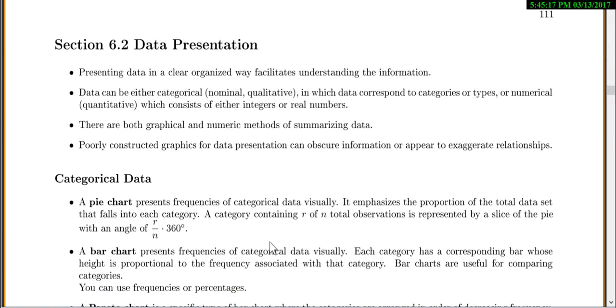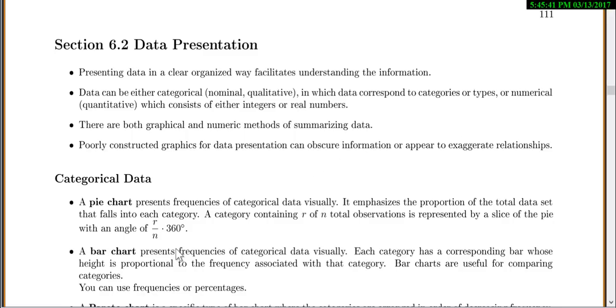So in section 6.2, we talk about how to present data. Because if you just go and collect the data, it's not going to mean anything to you. Somehow you have to summarize your data, and you want to do it in a nice, clear, organized way. Now, keeping in mind again, whether your data is categorical or quantitative is going to affect what types of things you use to summarize it.